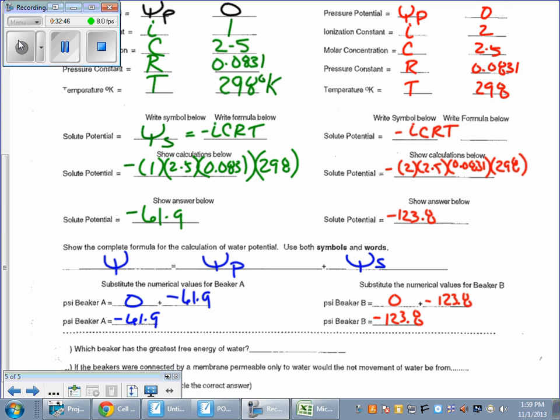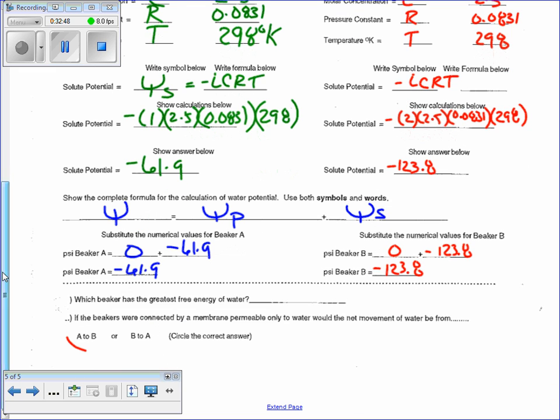So we should come up with negative 123.8. When we look at the two, which one has the greater water potential? Which one has the number closer to 0? A. Negative 61.9 is larger than negative 123.8. So since negative 61.9 is larger, it has more water potential. Which way would the water move, from A to B or B to A? It goes from A, with the larger potential, to B, which has the smaller potential.